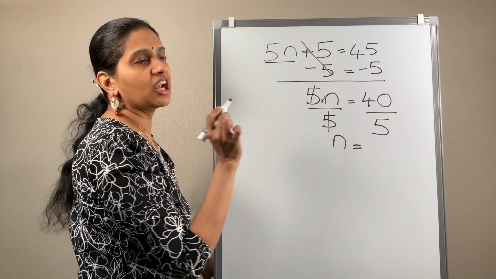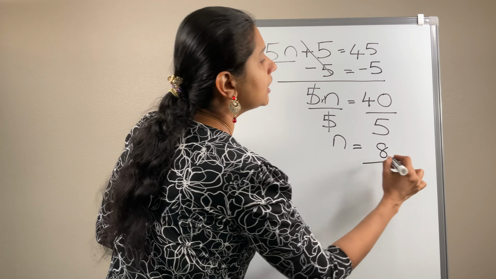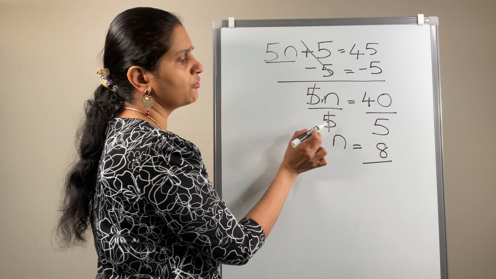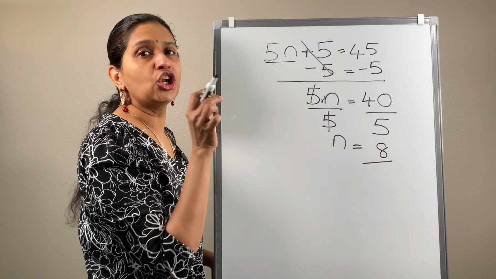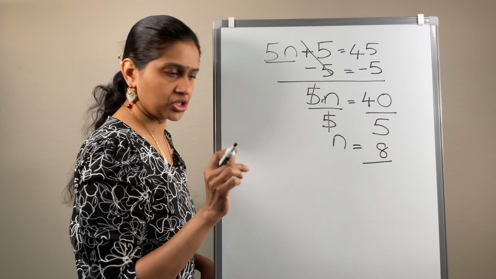So, now you are left with the variable n. 40 divided by 5, that is going to be equal to 8. Remember to divide by 5 on both sides in order to balance the equation. So, n equal to 8 is the solution.